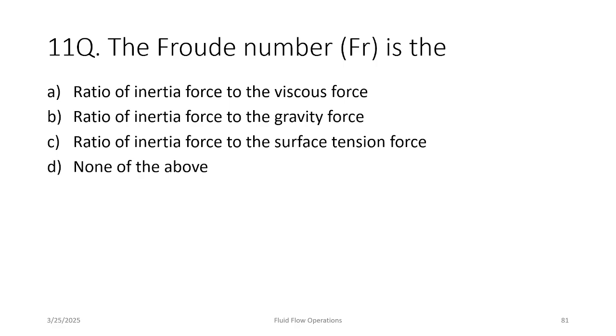Okay. So coming to 11th question, the Froude number is: option A, ratio of inertia force to viscous force, option B, ratio of inertia force to gravity force, C, ratio of inertia force to surface tension force, option D, none of the above. So Froude number is the ratio of inertia force to gravity force, that is option B.